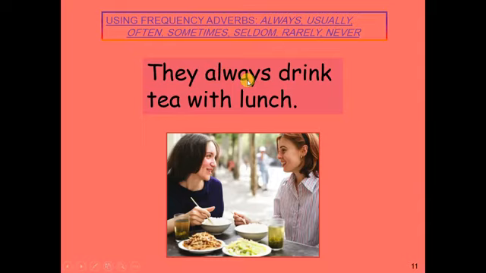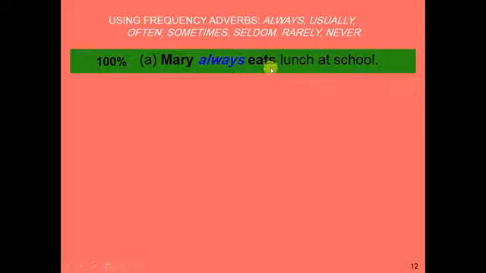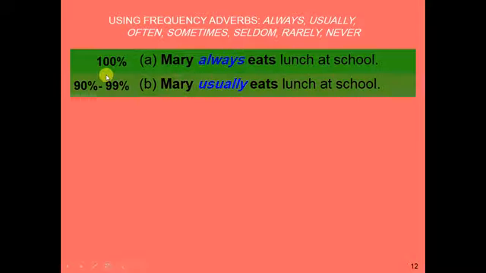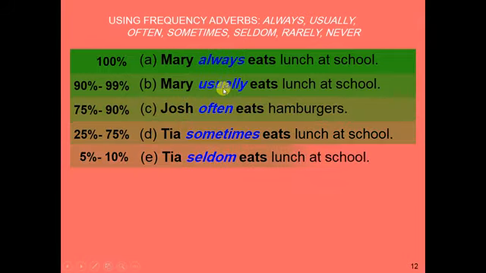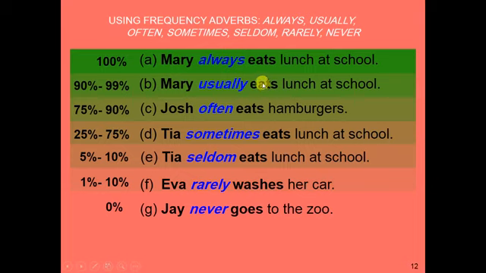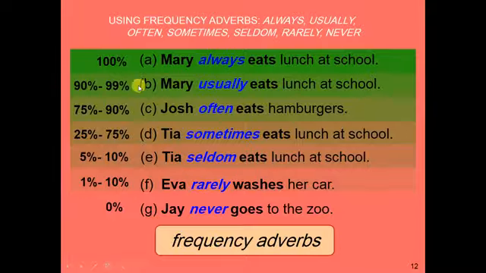What about the adverbs of frequency? Always, where do we use it? We use it before the main verb. Drink here is a main verb, so we put always before it. Mary always eats. It's 100%. Okay, we use adverbs of frequency to say how often something happens. They come before the main verb and after the verb to be. The main verb here is eats, so it comes before the main verb.